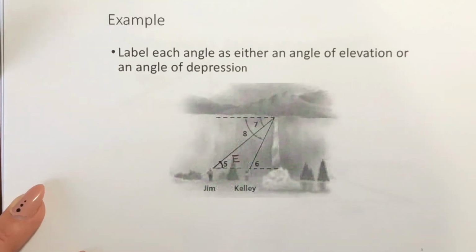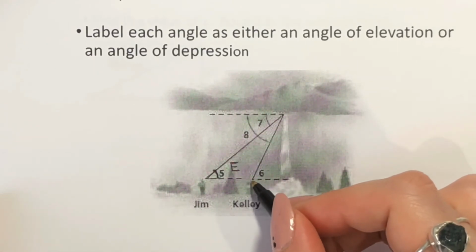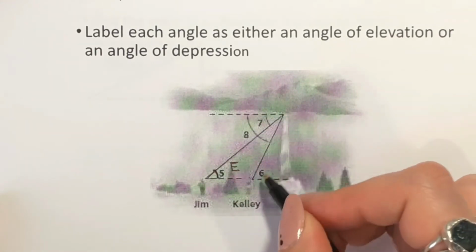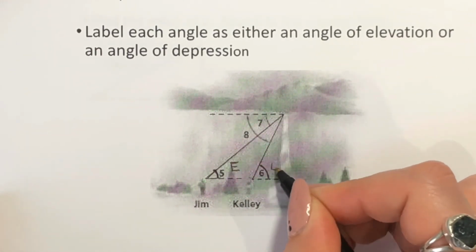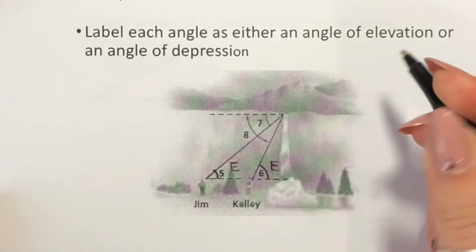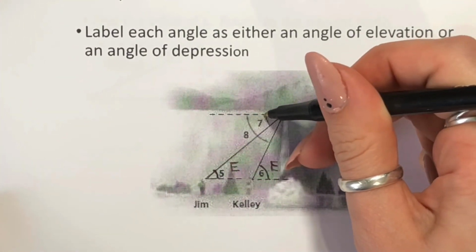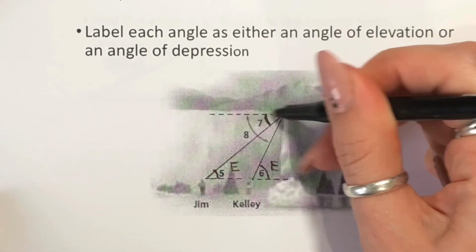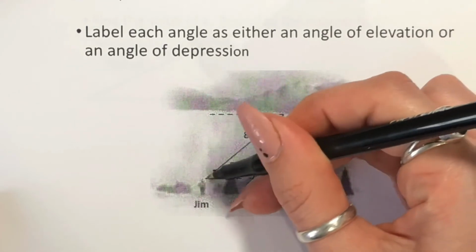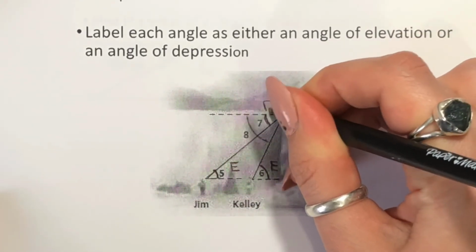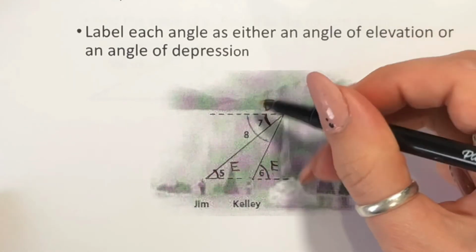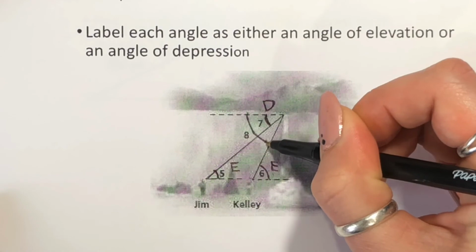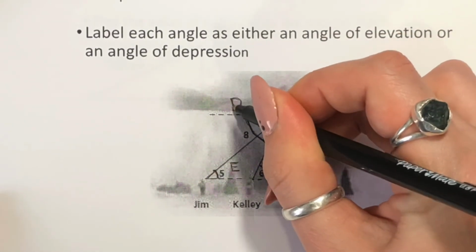And then we have Kelly here. Same thing, her line of sight would be going straight out, but then she's looking up at something. So this one would be an angle of elevation. And then here we have angle 7. Got this little line here to tell us where it starts and stops. The horizontal line is here along the top, and it's dropping down to this angle. So this one would be an angle of depression. Put a D there. And same with number 8. We have the horizontal line, and the angle is dropping down to this line right here. So that would be another angle of depression.